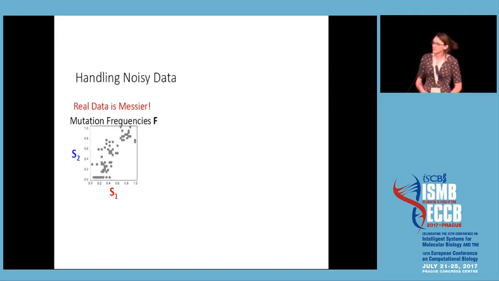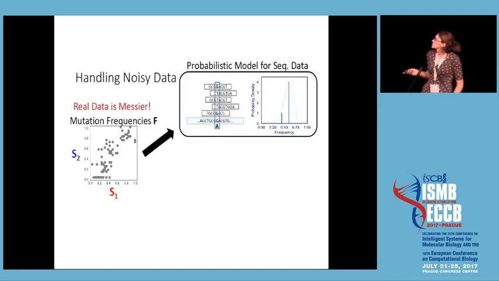But as we all know, real data is a little bit messier, in that we have sequencing noise in our measured data. And so the question is, how do we handle this sequencing noise, as the relationship between the tree and frequencies is a little bit fuzzier in this case. The natural approach is to apply a probabilistic model for our sequencing data.